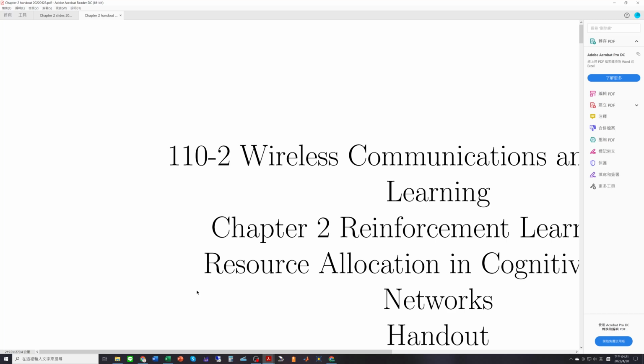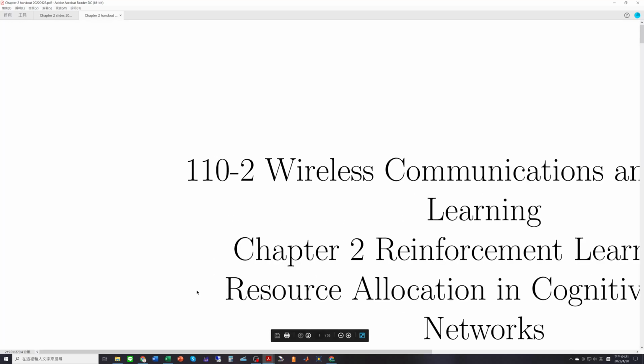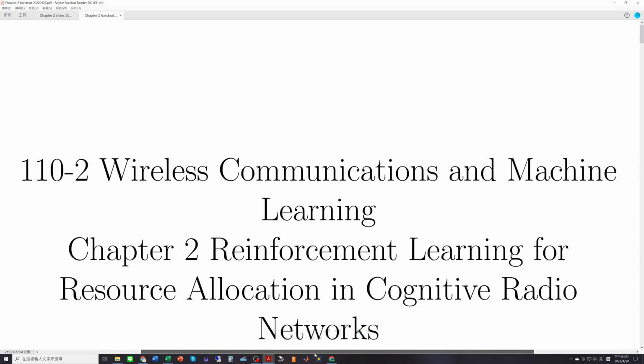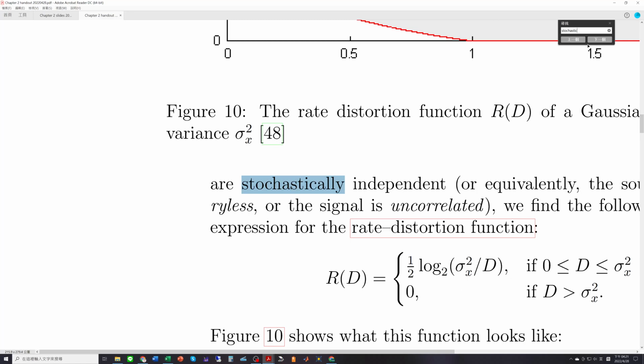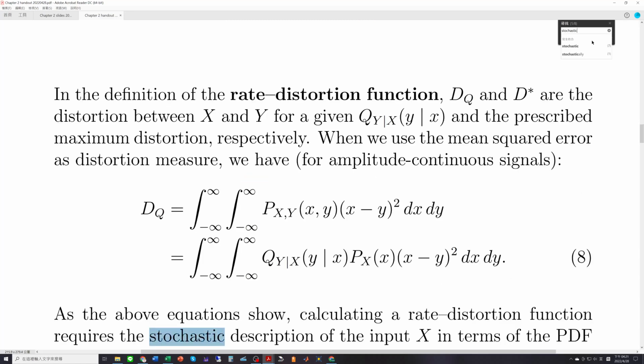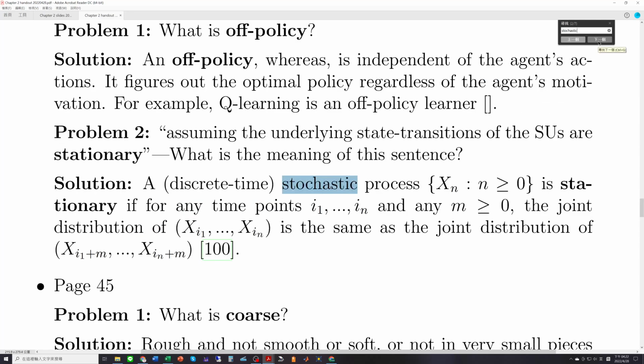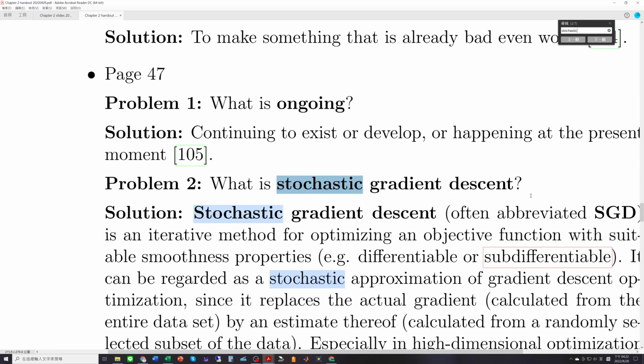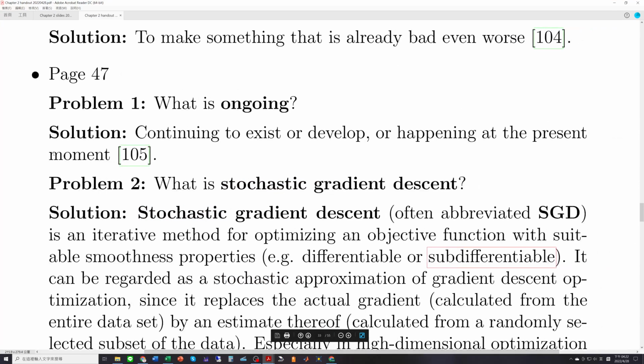Okay, so let me search for stochastic. Okay, next. Okay, next. Okay, here. It is page 47, problem 2. What is stochastic gradient descent?